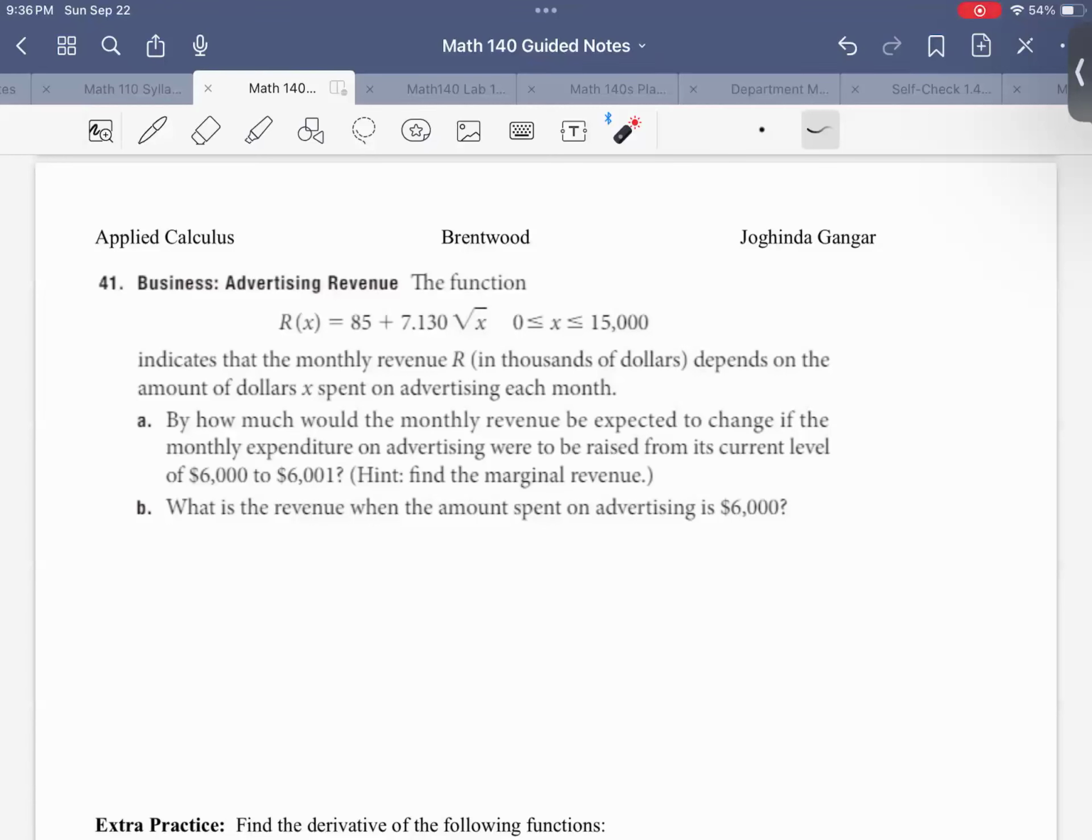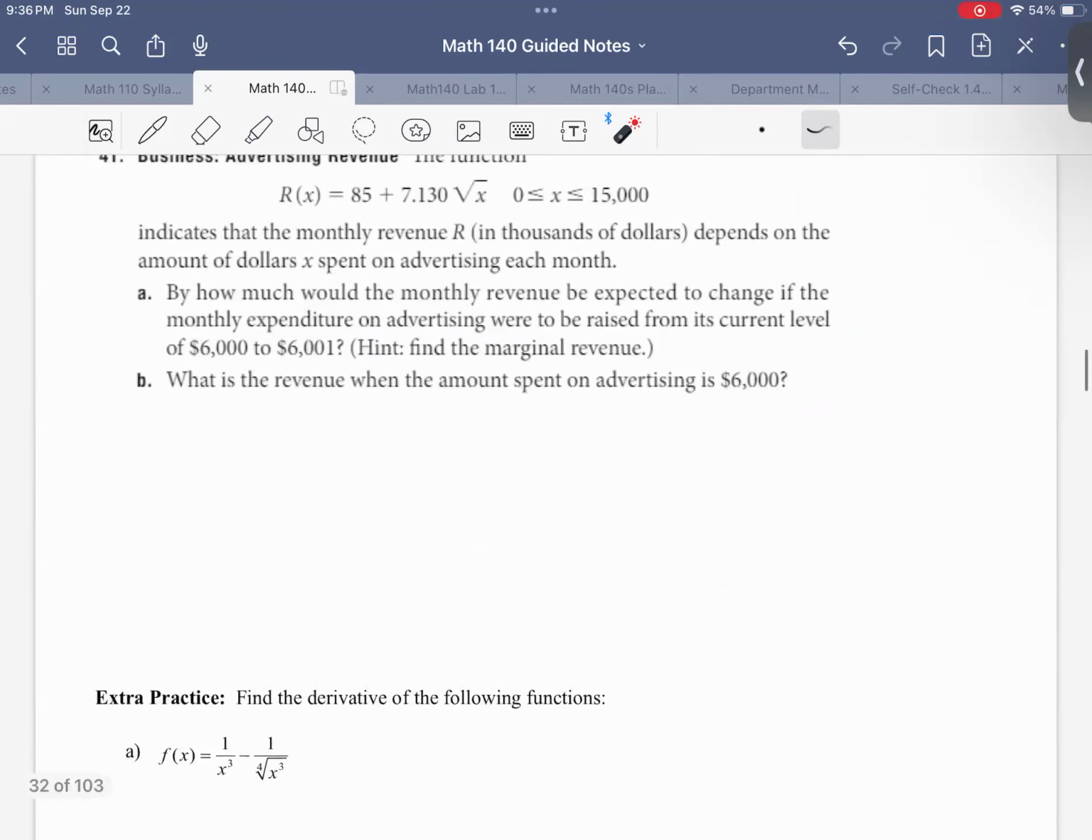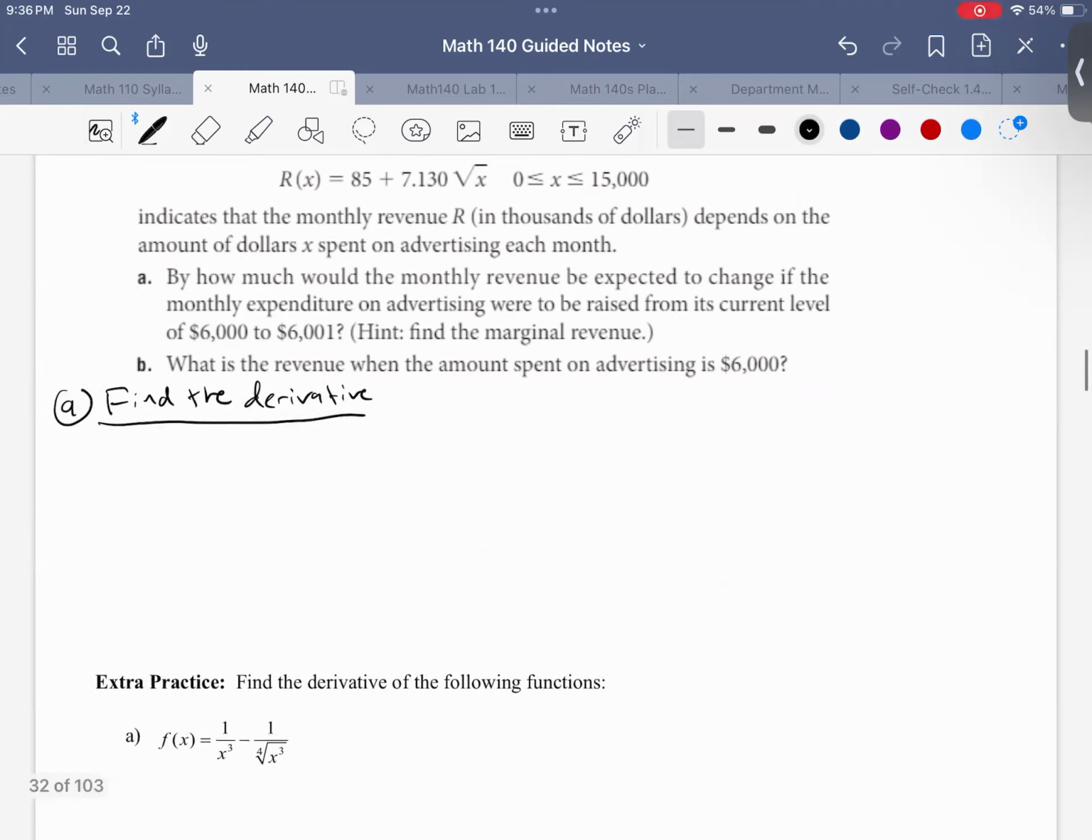Okay, so for part A, marginal revenue. When we talk about marginal stuff, what that really means is finding the derivative, finding how much it would be for the next one. So much like the previous question where it was one additional, we're thinking along those same lines, and that's what the derivative tells us in these application problems. So for part A, what we've got to do is find the derivative.